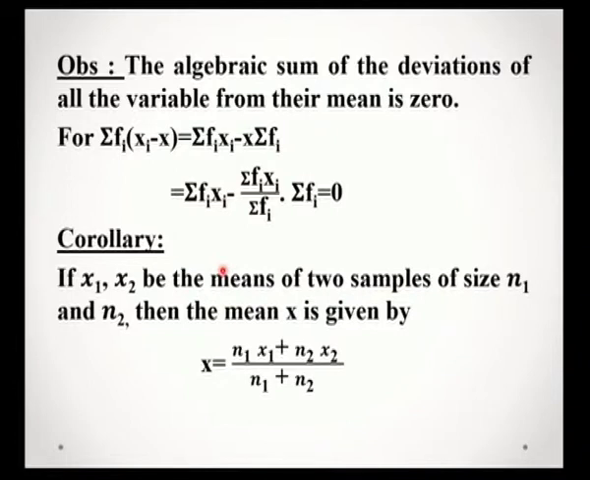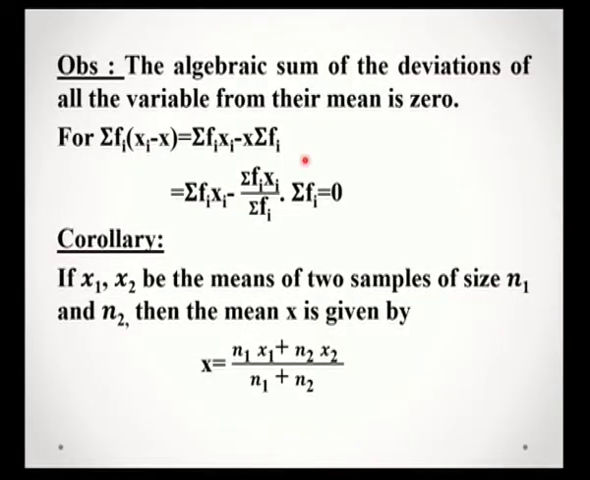From this arithmetic mean explanation, the following observation is obtained. The algebraic sum of the deviations of all the variables from their mean is 0. We have calculated the arithmetic mean. The calculation of arithmetic mean involves the sum of all the variables over the number of variables that exist. This is arithmetic mean. The algebraic sum of the deviations of all variables from their mean is 0. That is explained equationally in this case.